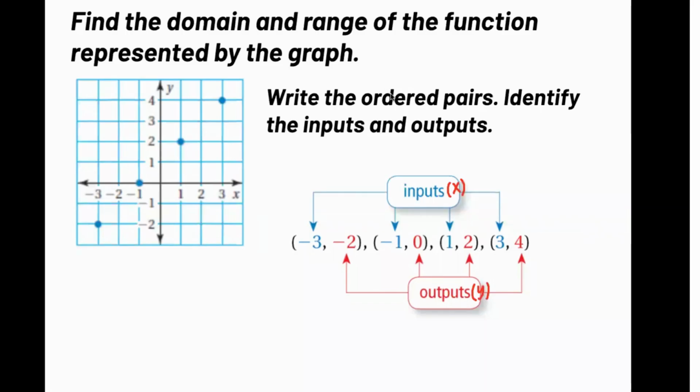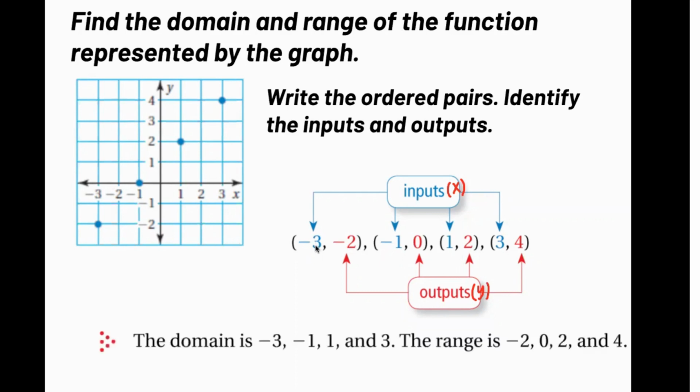Now you can identify your domain and range. Remember that your domain is just a set of all your input values, or all your x values, and your range is the set of all your output values, or just a set of all your y values. So for your domain, you would just state all your x values, which is -3, -1, +1, and 3. As for your range, it would be all your y values, which are -2, 0, 2, and 4.